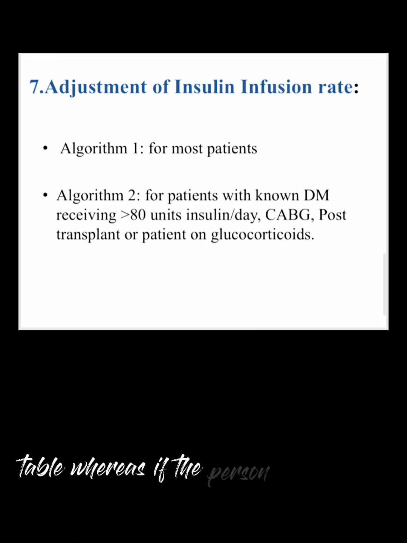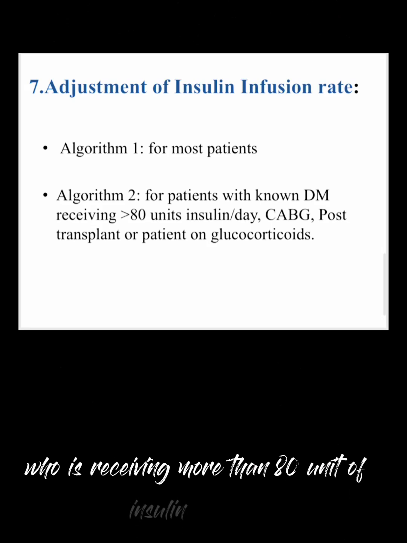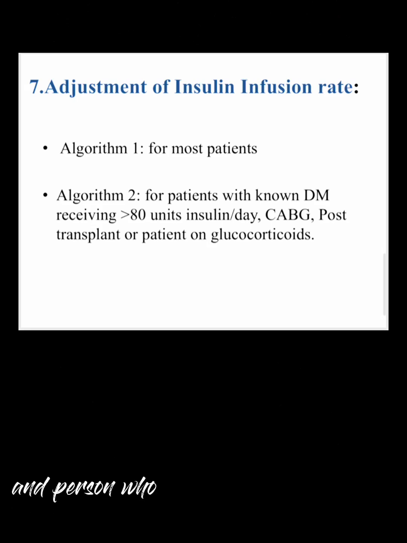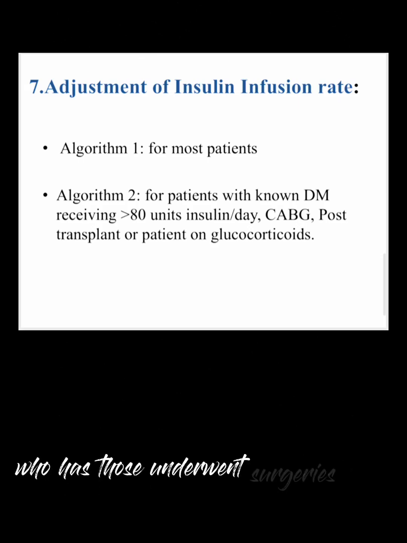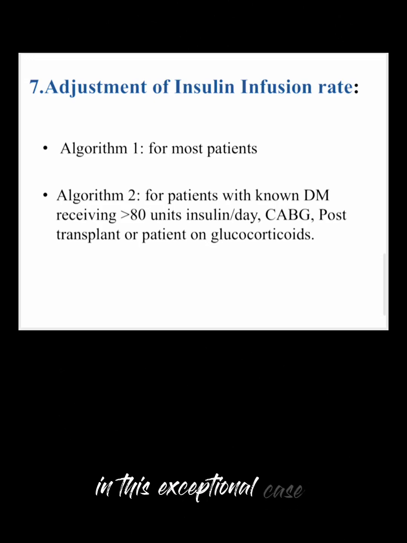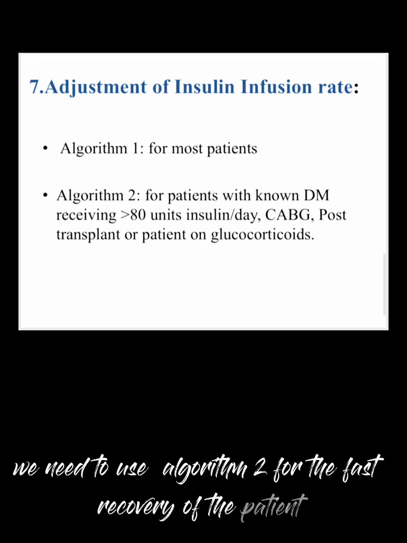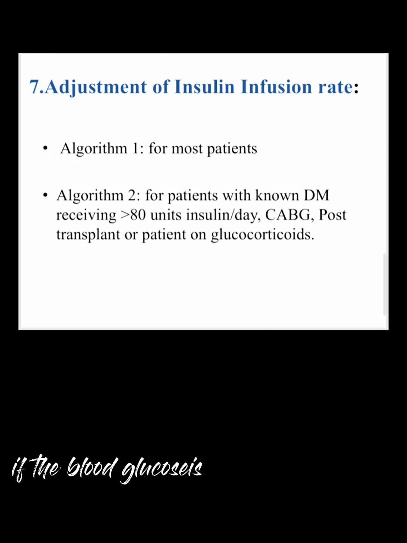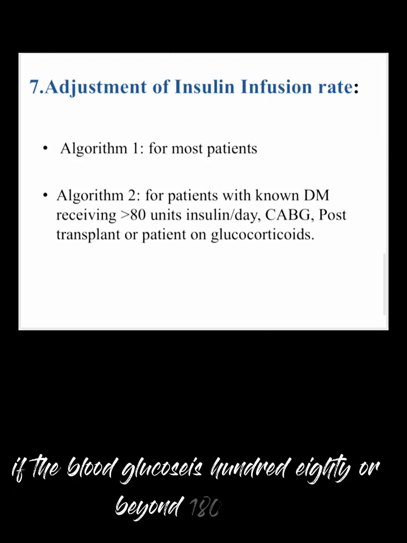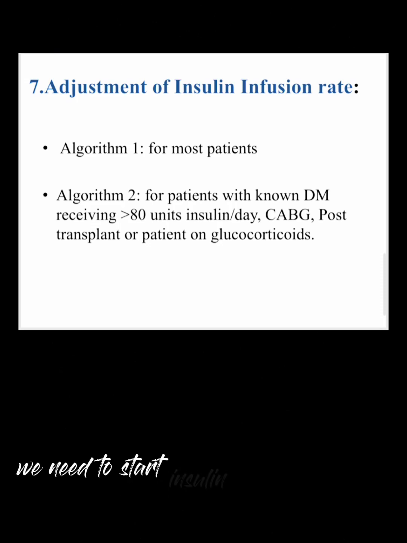Whereas, for a patient, like a known case of diabetes, who is receiving more than 80 units of insulin per day, a patient who is on glucocorticoid, and also a patient who has just undergone surgery like CABG or post-transplant, in these exceptional cases we need to use algorithm 2 for fast recovery of the patient. For instance, if the blood glucose is 180 or beyond 180 mg per dL, we need to start insulin at the rate of 5 units per hour or 5 mL per hour.